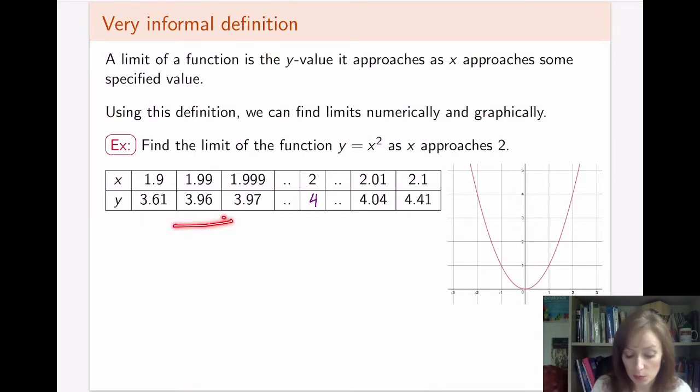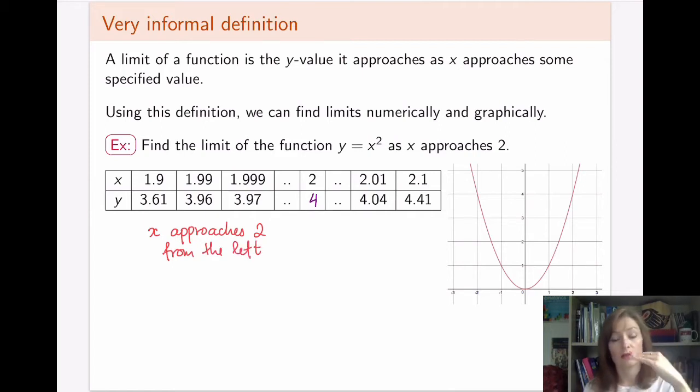Now there are two cases that we're seeing here. Once again, x can approach 2 but be less than 2, or it can approach 2 but be bigger than 2. And those are actually the two cases that we will distinguish. So in this case, we will say x approaches 2 from the left, because it's physically on the left of the number line. In this other case, we will say that x approaches 2 from the right.